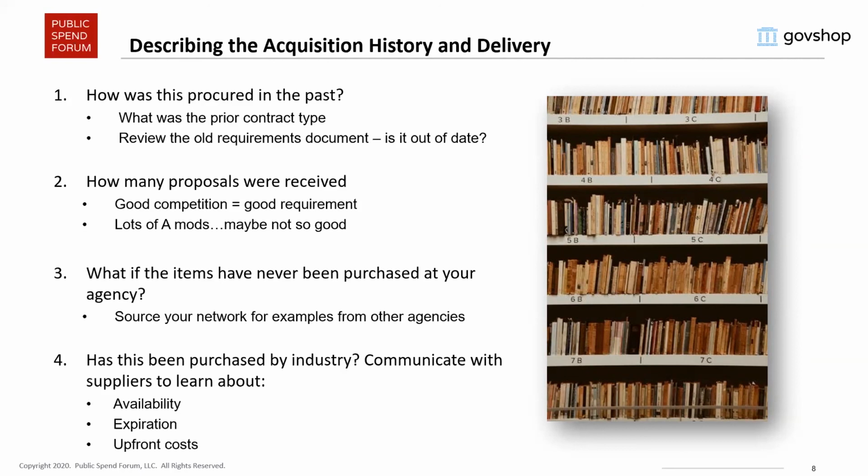Do a few interviews. If it's not been purchased by the government before but it has been purchased by industry, great, it's time to communicate with your suppliers. You want to learn about the availability of what you're buying. Is this a seasonal product? Is this something that requires a lot of manufacturing lead time? Does it expire? Who stores it? Is it a service? And if it's a service, are there any upfront costs that I might need? You want to learn as much as you can about the buying cycle and the items you're buying when you're doing this acquisition history and delivery.